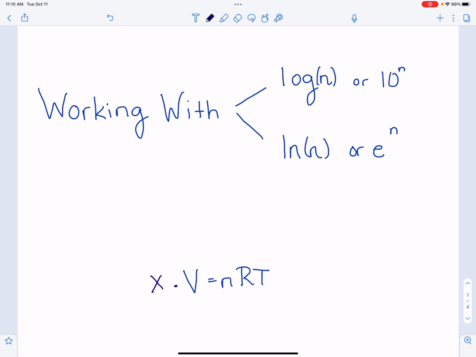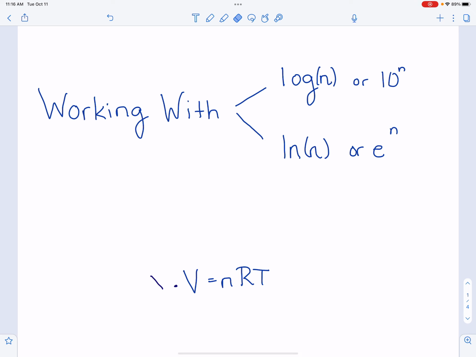So we're at the point in the course where we need to review logs and natural logs. Now, you would have learned this information in whatever prerequisite math course you would have taken for this course. They have all different numbers, but you would have learned working with logs and natural logs in that course. So this isn't meant to teach you logs or natural logs, it's just a review of the properties.